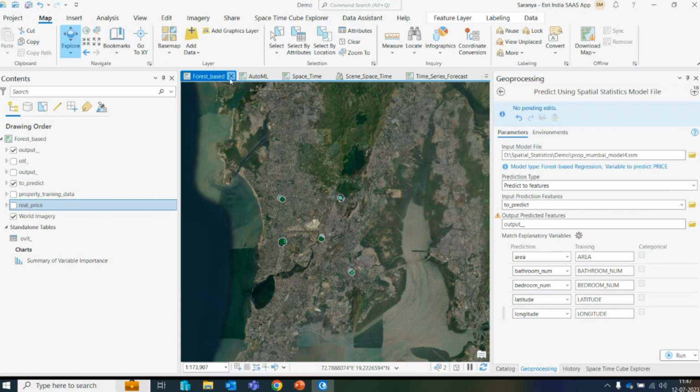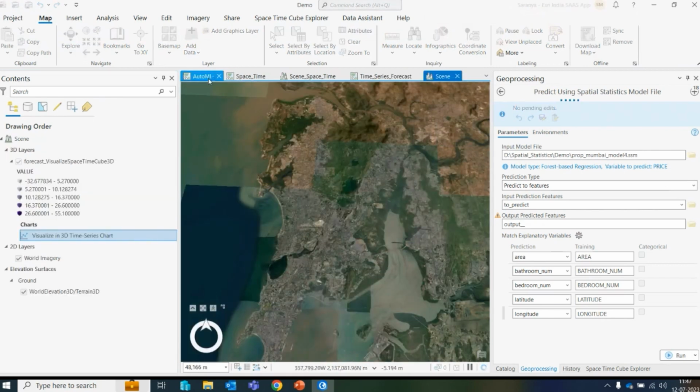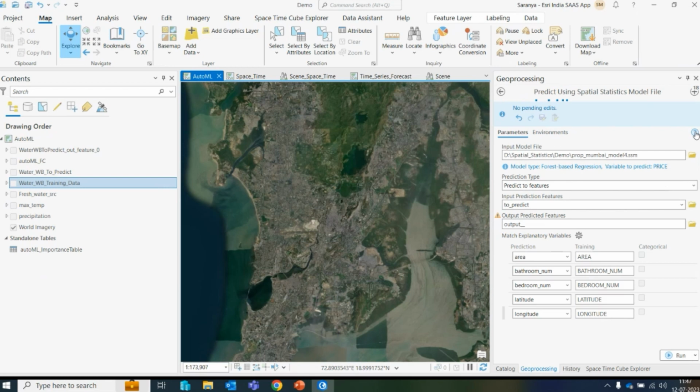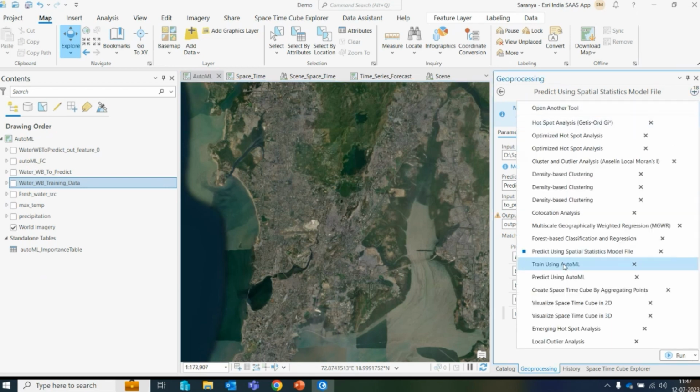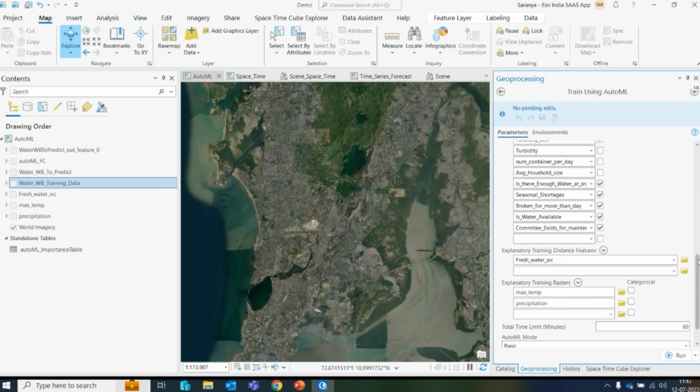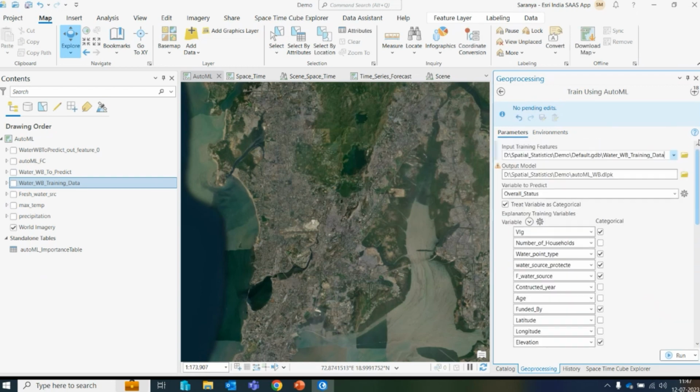Now I'm going to deviate a little bit from our spatial statistics tool and talk about one tool called AutoML. This is under GeoAI tools in ArcGIS Pro. If you have ArcGIS Pro Advanced, you can access these GeoAI tools.